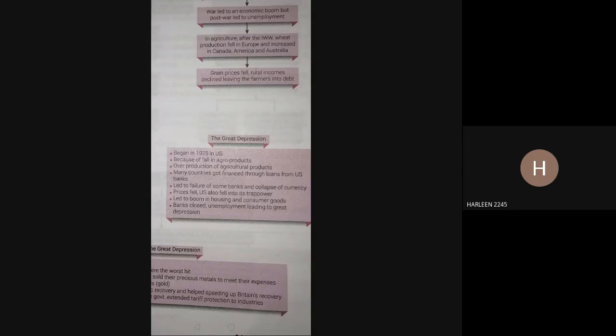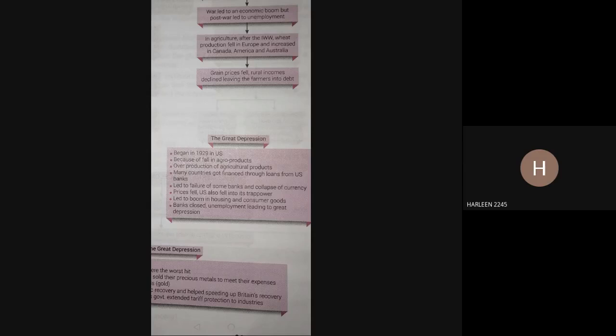Then we have the Great Depression. Very, very important. Mark this point, it is very, very important. Beta, this topic. The Great Depression began in the US in the year 1928, and the reasons were the fall in agricultural prices, the stock market crash, overproduction of agricultural goods, then bank failures, then unemployment. So much overproduction of agricultural products.